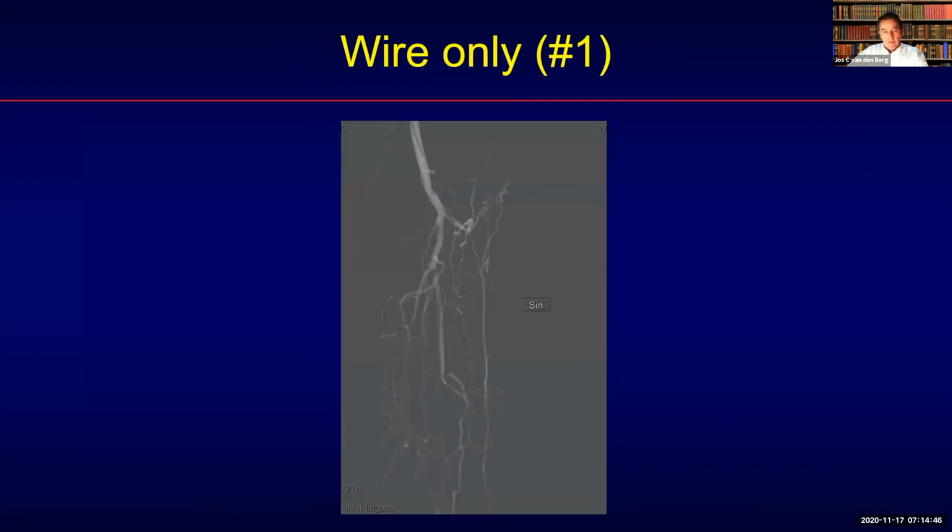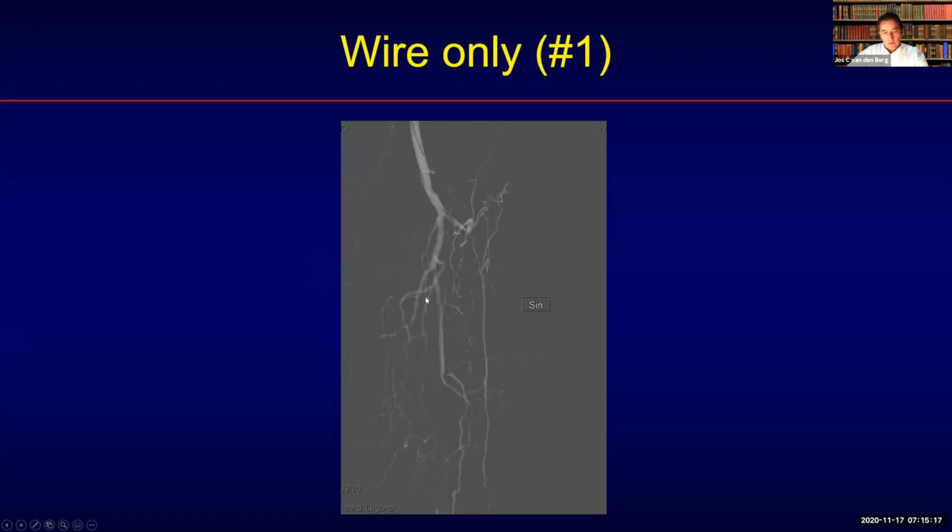Most of the time, however, the collaterals are too small to allow balloon passage, and for that reason, I have used the wire-only technique a lot. This is actually the first case many years ago that I performed, and I share this with you because you can see the two tiny collaterals in a patient with an occlusion of the posterior tibial artery, anterior tibial artery, and the peroneal artery, as you can see here.